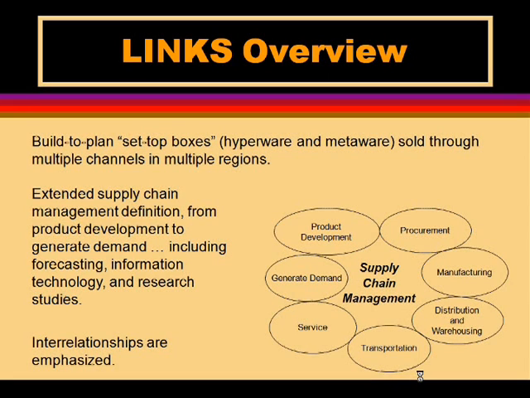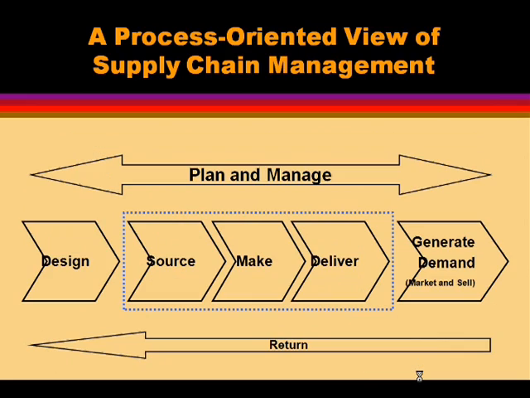Now, as a part of your decision making, you will be thinking about different aspects of supply chain management. In particular, you will be taking decisions on procurement, manufacturing, distribution and warehousing, transportation, service, generate demand, and product development. I'll be going into details of each of these, how they work, but the key thing is that when you make a decision in one of these modules, it impacts the decision in the other module. So you have to be cognizant of the interrelationships among these decisions.